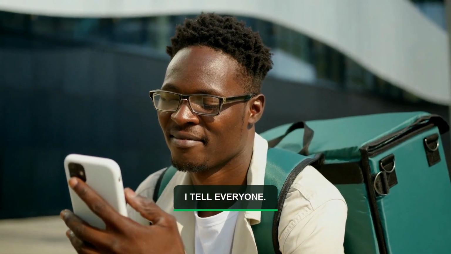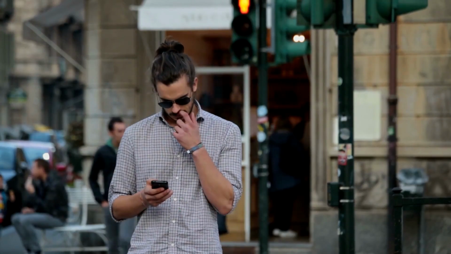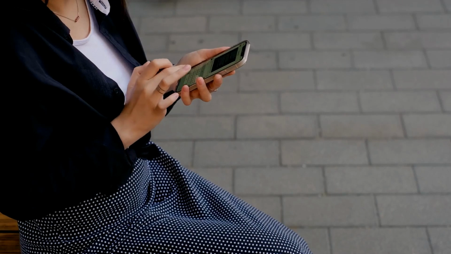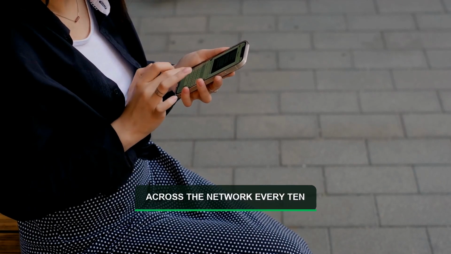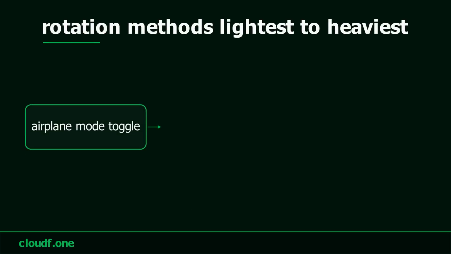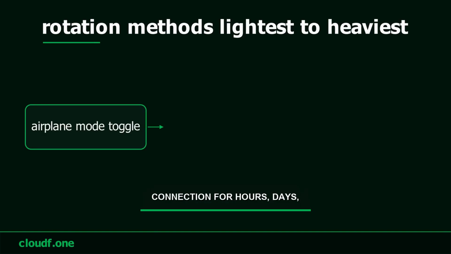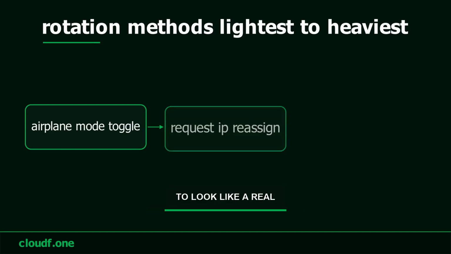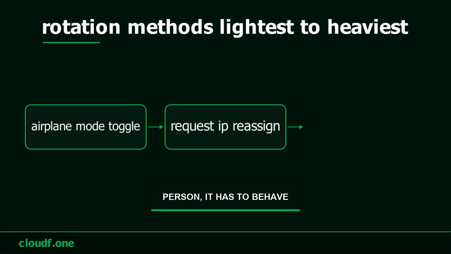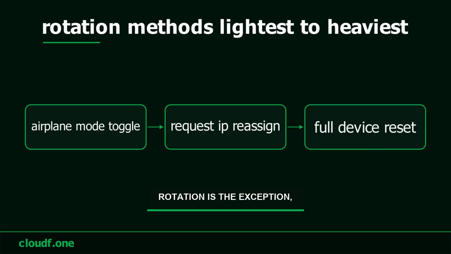Here is the rule I tell everyone. One account, one stable IP. Real people do not teleport across the network every 10 minutes. Real people stay on one connection for hours, days, weeks. If you want your account to look like a real person, it has to behave like one, and that means staying put on a consistent IP most of the time. Rotation is the exception, not the routine.